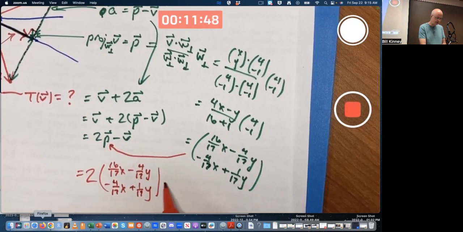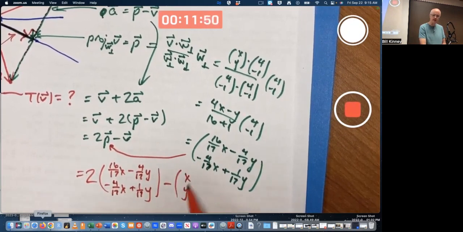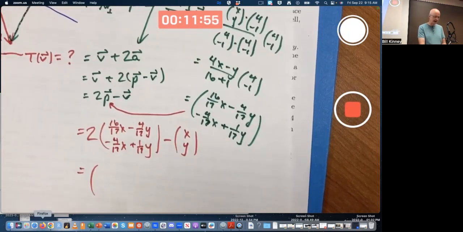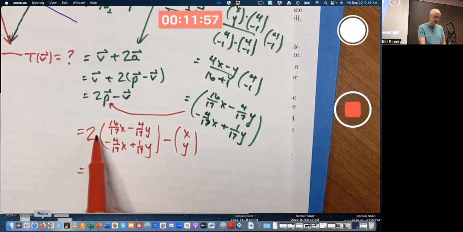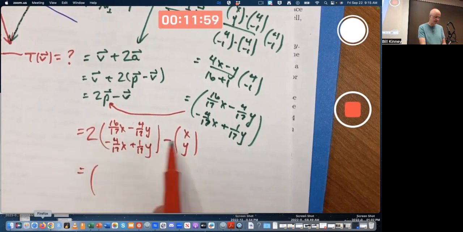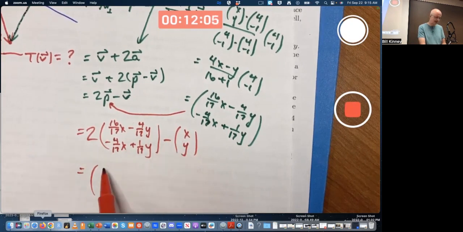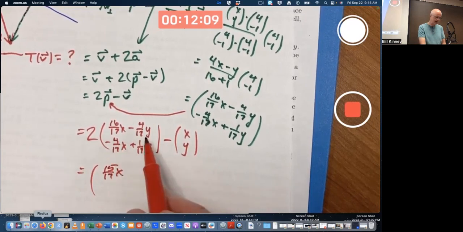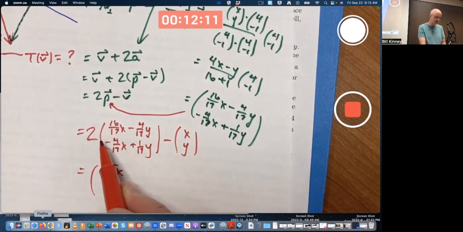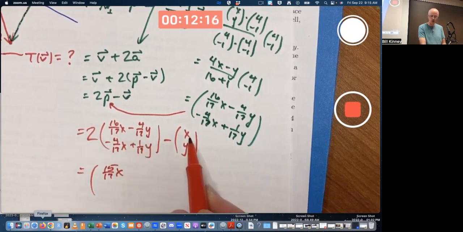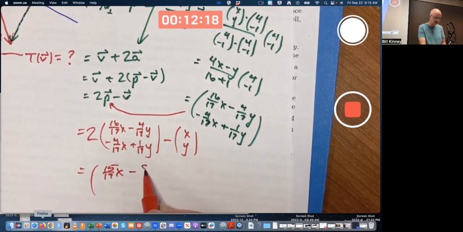And then don't forget to subtract the original vector v, which is (x, y). See if I can do this all in my head here. Let's see, the x in the first component is going to be 32/17 minus 17/17, right? 15/17 x. And then with the y term in the first component, it'll be 2 times -4/17, which is -8/17, and there's no y there, so we get just a -8/17 y.